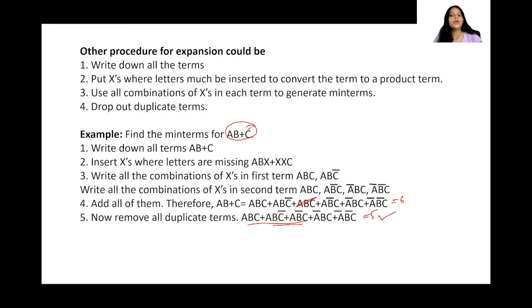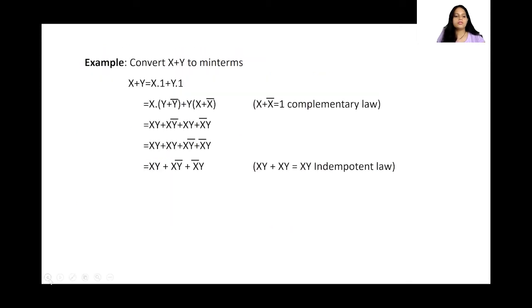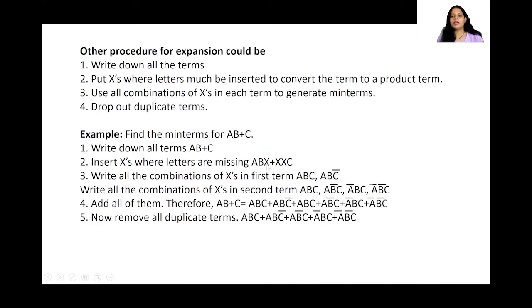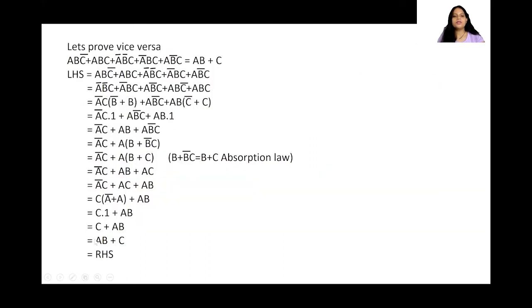So we have seen two methods, isn't it? In the first one, what did we do? Here we multiply the missing term as well as the complement of that. In the second method, we write X wherever the terms are missing, and then we write all the combinations, and then finally we add all the terms and cancel out the duplicate terms. Now these are the two methods which you have seen.